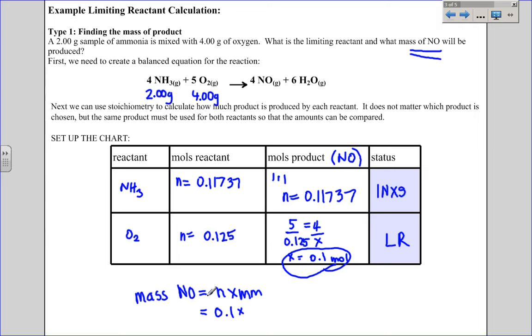And I'm going to multiply by the molar mass of NO, which is found by taking the molar mass of nitrogen of 14.01 and adding the molar mass of oxygen. Okay? And so what we find is that we can produce 3.00 grams to the correct number of significant digits. Okay? So that's how we solve type 1 problems where we're being asked to determine the mass of product that can be produced.